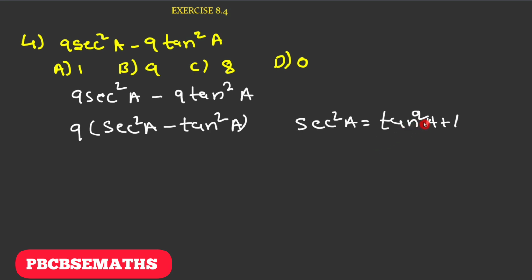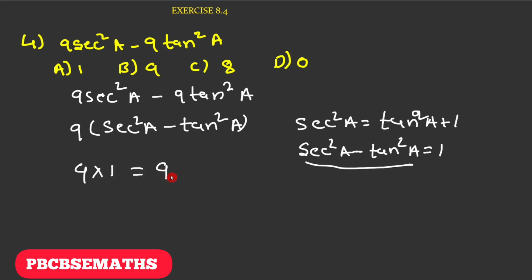Then let's shift this tan square A to the other side of the equal sign. Then we have secant square A minus tan square A is equal to 1. So in this problem we can replace secant square A minus tan square A by 1. By replacing that, we have 9 into 1, which is equal to 9. So we can say that option B is the correct answer. Now let's move on to the second question.